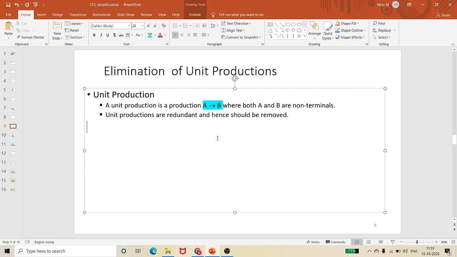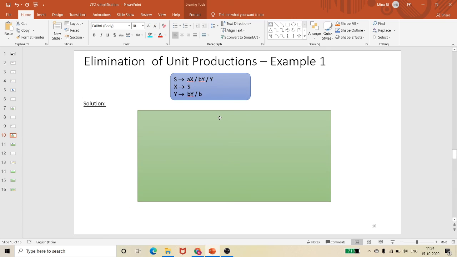So, to remove this kind of redundant information, these steps are used in your compiler design. These are the steps you are learning. Let us see a very simple unit production elimination. Here you can see a grammar. In this grammar, S gives Y is a unit production, and X gives S is a unit production. We need to remove these two unit productions.